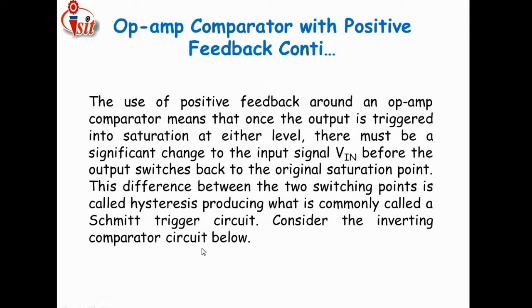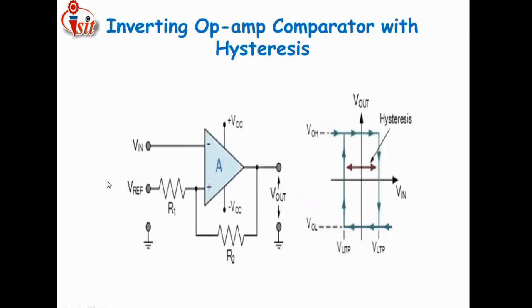Consider the inverting comparator shown below. We are going to discuss the inverting op-amp comparator with hysteresis. Why is it called inverting? Because the input voltage is applied to the negative terminal of the op-amp. The reference voltage is connected to the positive terminal of the op-amp, and R2 is the positive feedback given to the comparator. So the comparator has no negative feedback; it has only positive feedback, or no feedback at all.